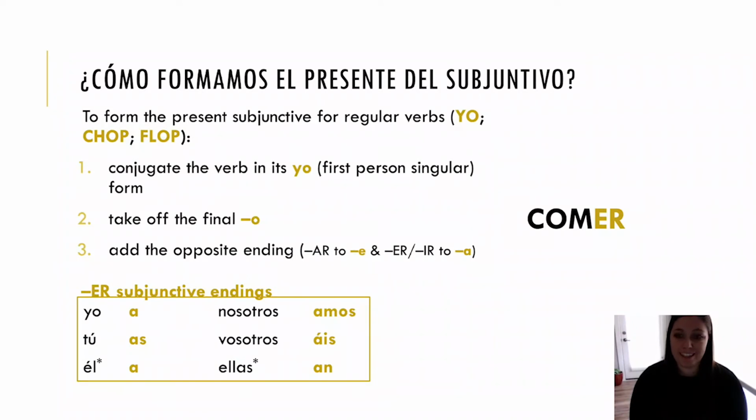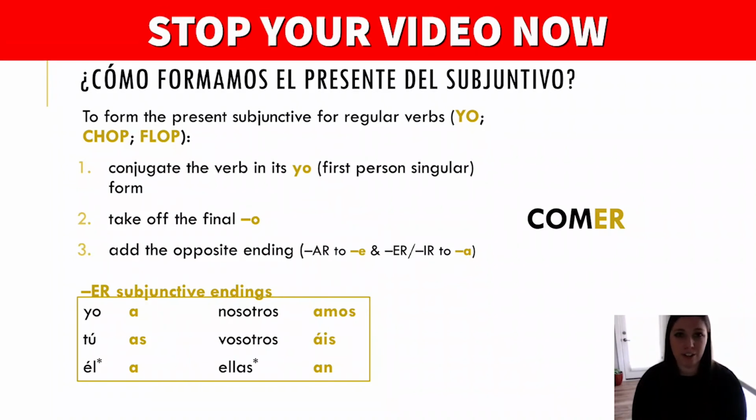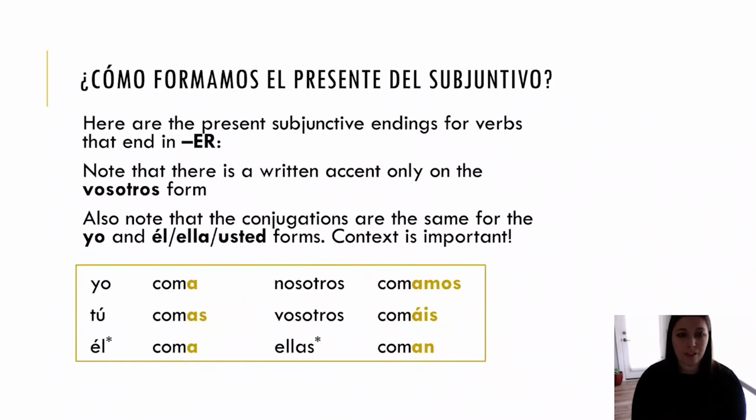Let's practice again, this time with an ER verb such as comer. Remember yo chop flop. Now our ending is an ER verb, so it's going to switch and flop to A. You have the box of your endings here, so pause the video, write out your conjugations, and the next slide will have the answers. Here are the present subjunctive endings for verbs that end in ER, such as comer. Remember, accent only on the vosotros form, and remember that the yo and el, ella, usted forms are the same. If you're using them in a sentence, that context is important.